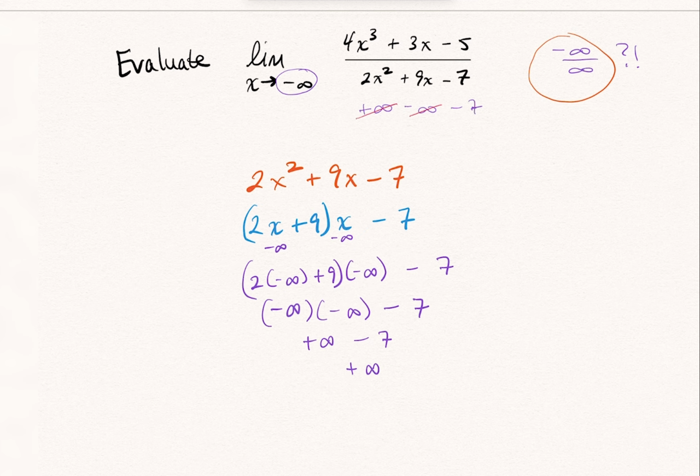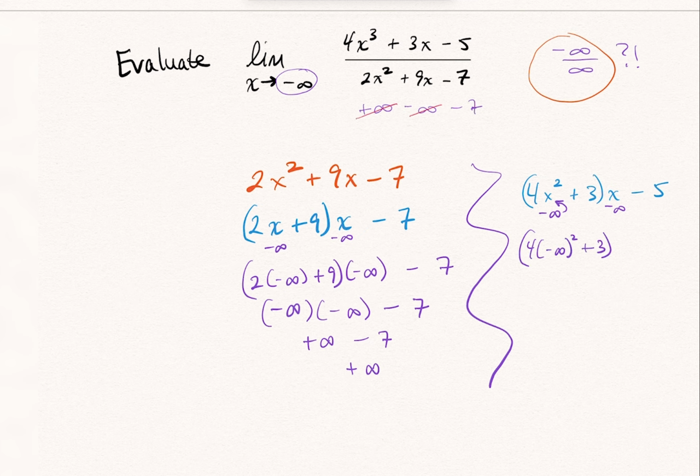So if we do this with the numerator, we could very carefully write this as 4x squared plus 3x minus 5. Now when we stick in the minus infinity for the x, we see 4 times minus infinity squared plus 3, inside, minus infinity outside, minus 5. Now the minus infinity squared is positive infinity, and you're doing 4 times that plus 3 is positive infinity, times negative infinity minus 5. Positive infinity times negative infinity is negative infinity. Subtract 5, that's meaningless, so you just end up with negative infinity.